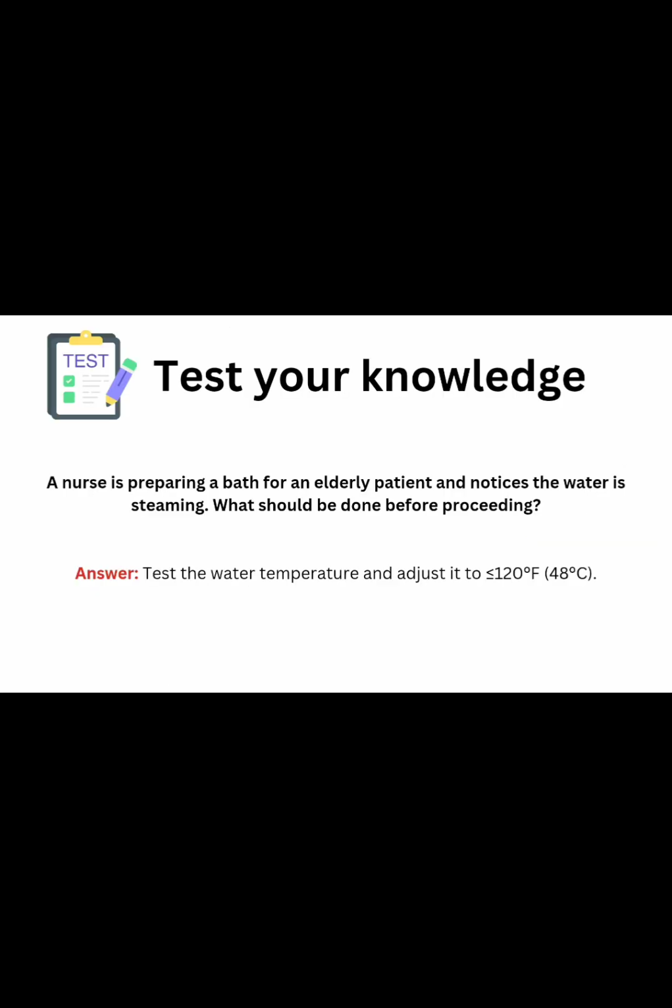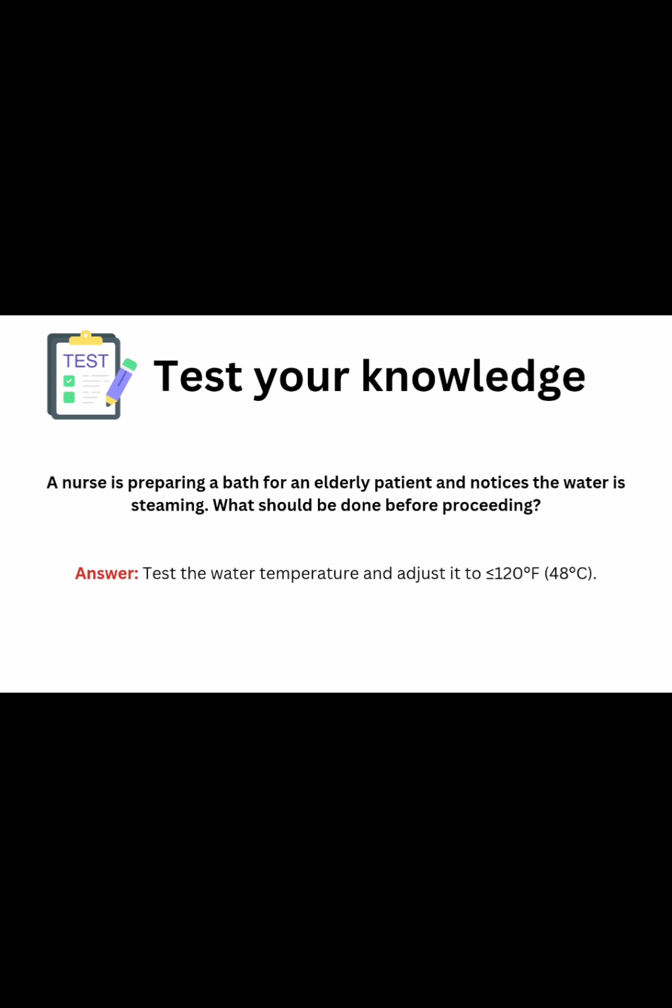So let's test your knowledge. A nurse is preparing a bath for an elderly patient and notices the water is steaming. What should be done before proceeding? If you answered test the water temperature and adjust it to less than or equal to 120 degrees, then you are absolutely correct. We have to make sure we are testing the water for our patients and for young children as well.